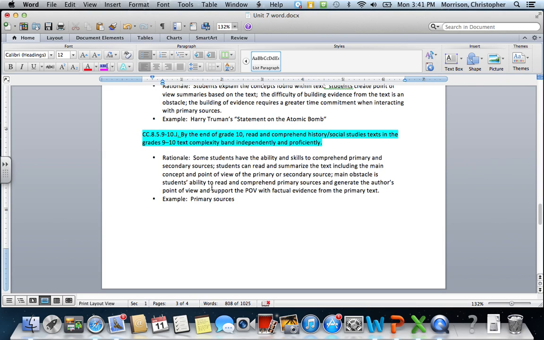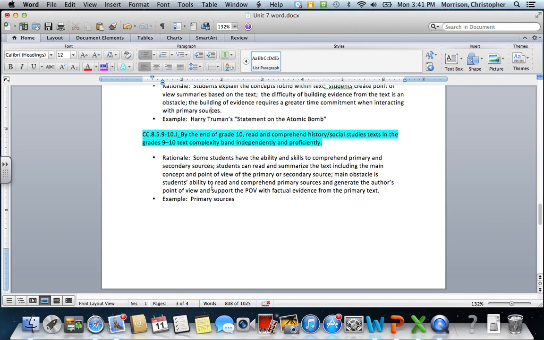The rationale: some students have the ability and skills to comprehend primary and secondary sources. Students can read and summarize the text, including the main concept and point of view of the primary or secondary source. The main obstacle is students' ability to read and comprehend primary sources and generate the author's point of view and support the point of view with factual evidence from the primary text.